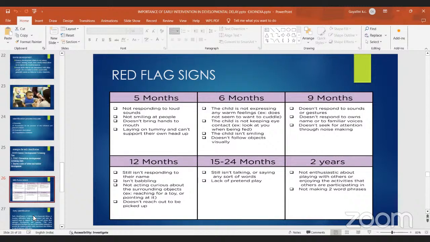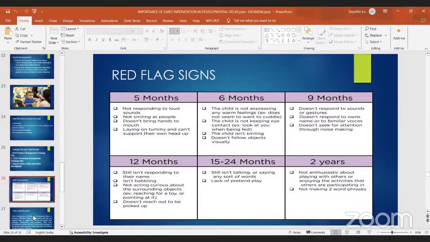The child isn't smiling. If you make a louder voice or give different sounds and the baby is not responding to that, it comes under developmental delay. The baby doesn't follow an object visually; if you do visual tracking and the baby is not responding, it comes under that. By the 9th month, if the baby also doesn't respond to sounds or gestures, doesn't respond to their own name or to familiar voices, or doesn't give attention to noise making, you want to look into it.